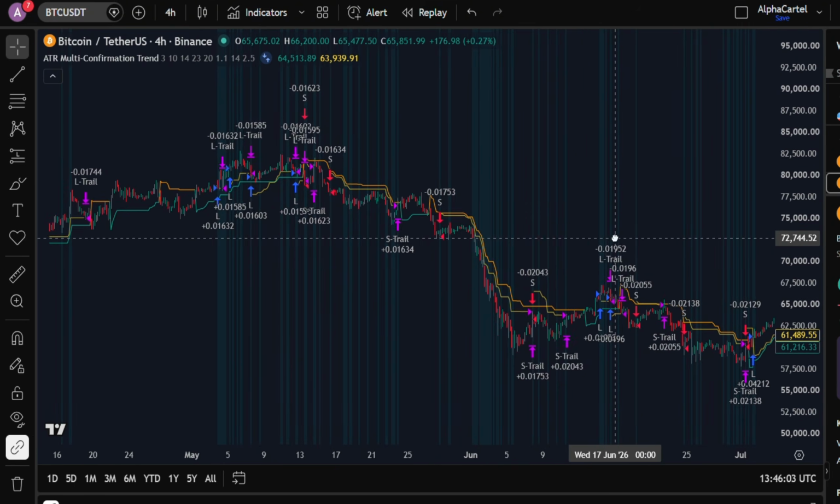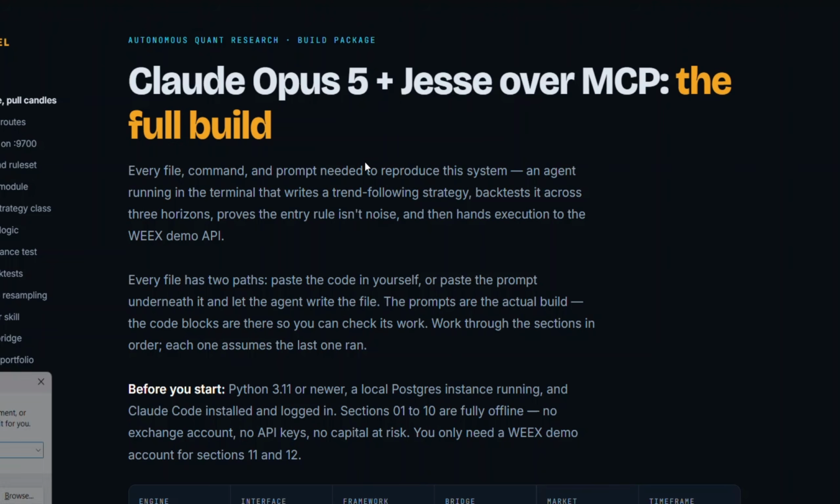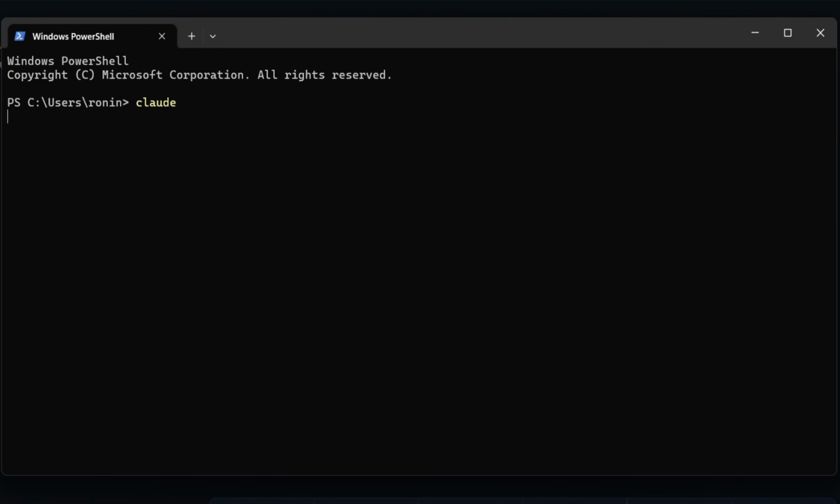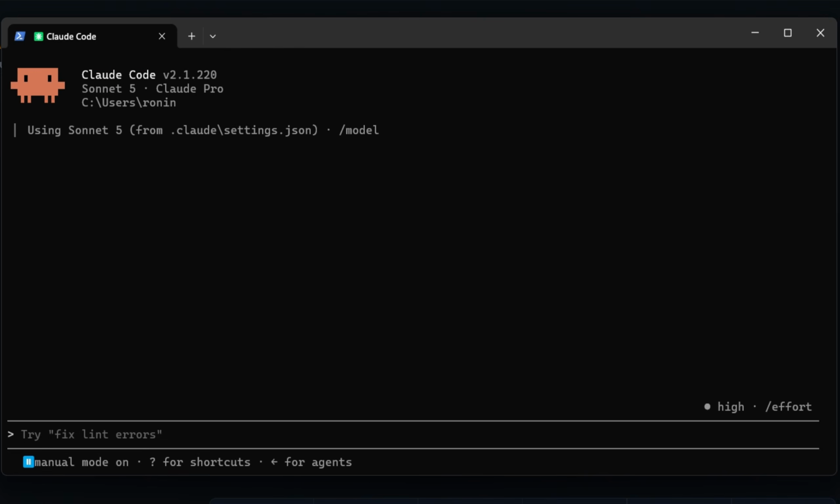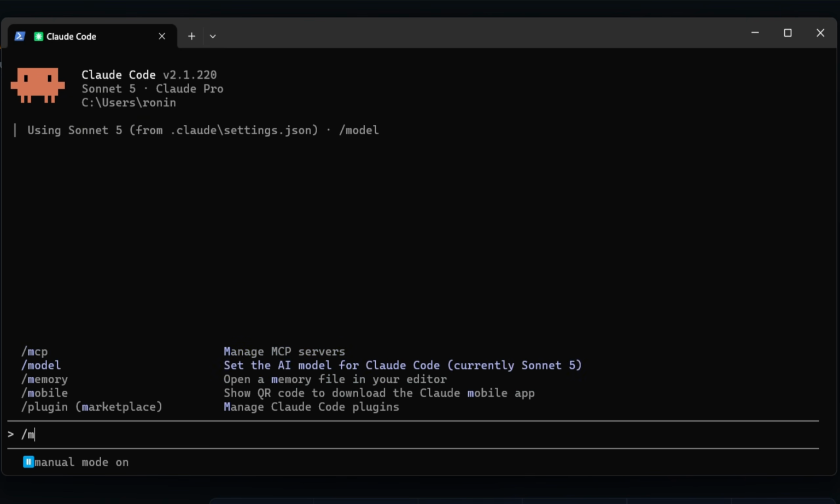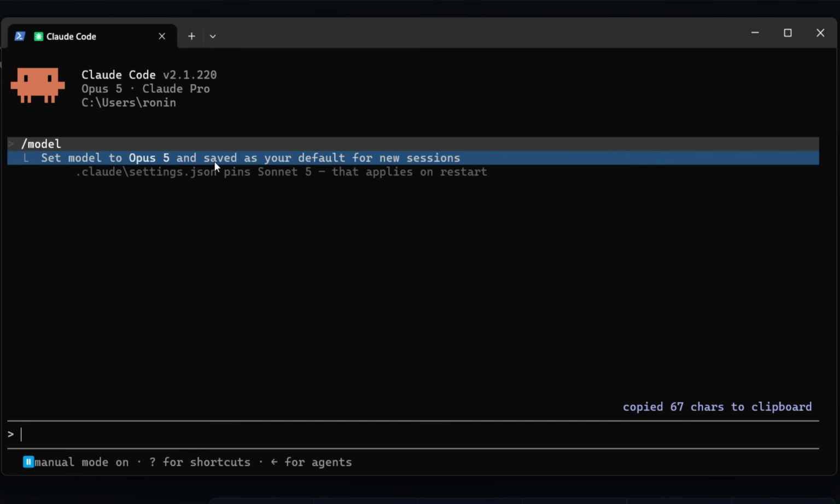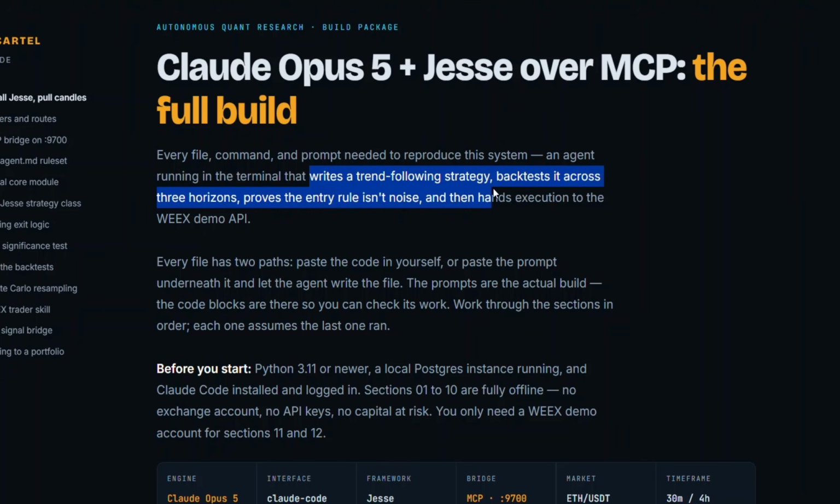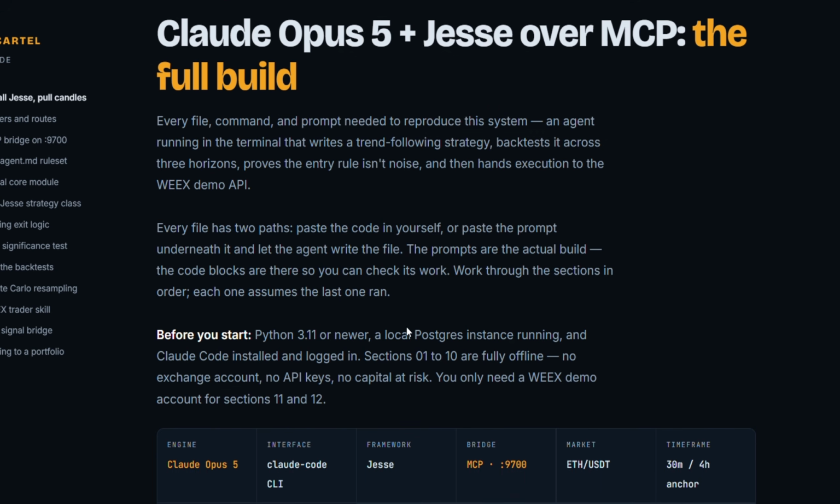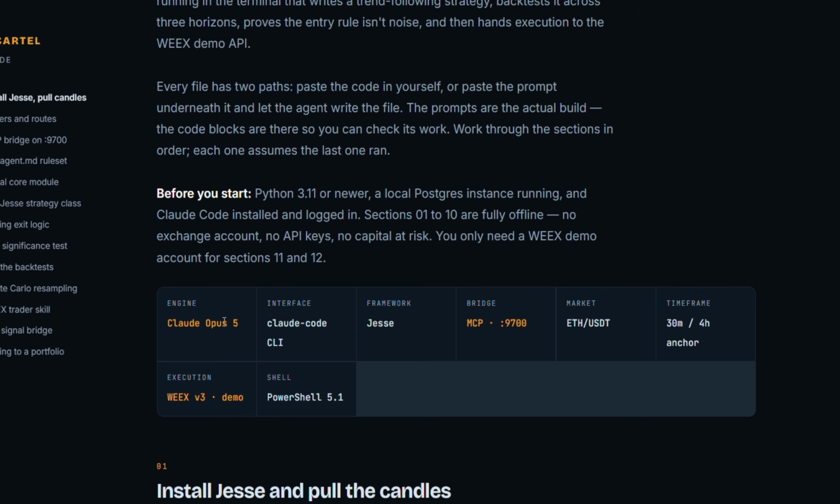This build removes it. Claude Opus 5 runs inside the terminal through Claude Code with file system access to the project and a live connection to the Jesse algorithmic trading framework over MCP. By the end of this, it will have built a trend-following system on ETH, backtested it across 3 horizons, proven the entry rule isn't noise, and handed execution to a live exchange client. Every file and prompt is in the guide below. Let's start with the framework it's driving.